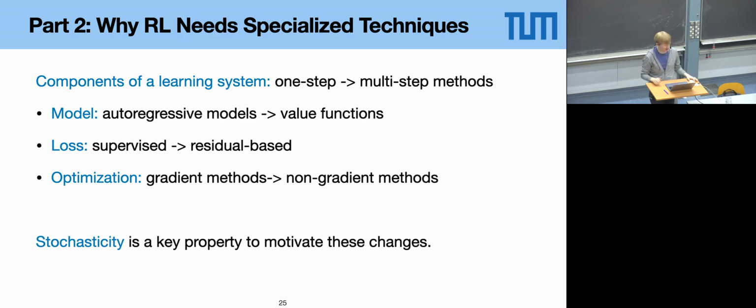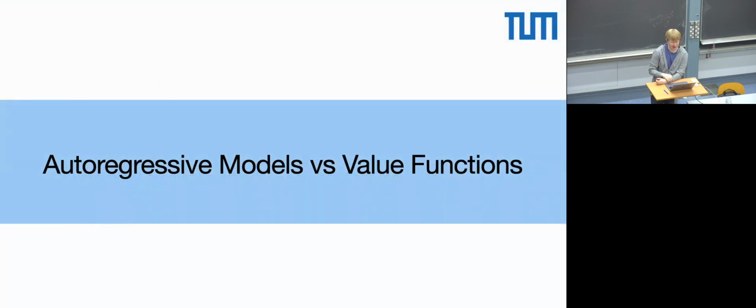motivate these changes. If you're considering a deterministic task, then it might very well be possible that you can get away perfectly with just using one-step methods. Also in the second part now, there are plenty of connections to physics, which I hope to make clear. So let's start with autoregressive models versus value functions. What are the differences? Autoregressive models, I believe, have been extensively covered in this course.